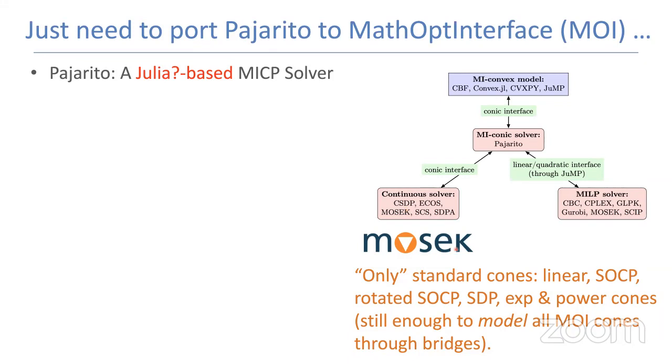And the other thing is that it only uses the standard cones. So a small number of cones that, through the bridges, can model everything else that MOI can model, but you need to add formulations that potentially are more complicated. And I'm going to give you a precise example in a few slides.